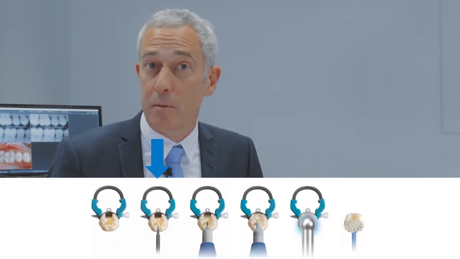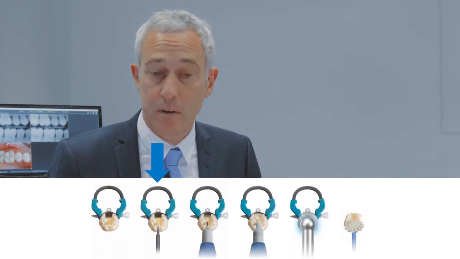The next step is the application of the adhesive. Prime & Bond Active is our latest development. It is called Active because of the Active Guard technology inside. The Active Guard technology makes sure that the adhesive forms a homogeneous and uniform adhesive layer.